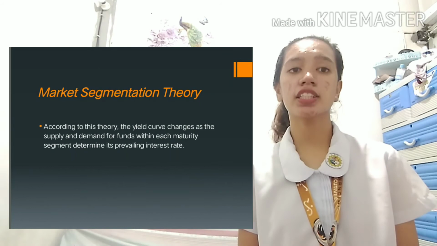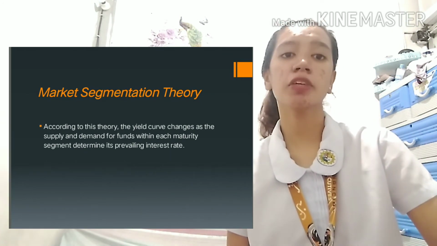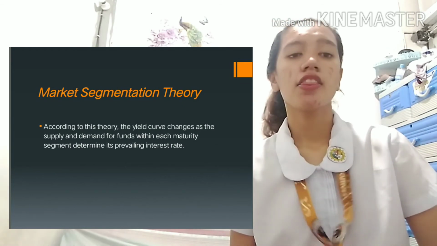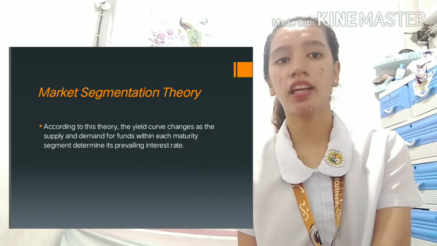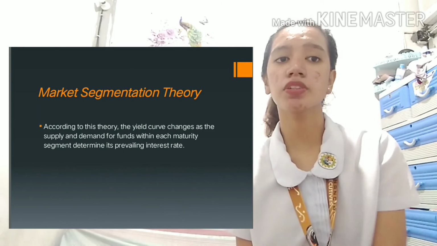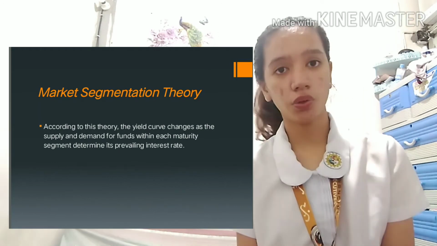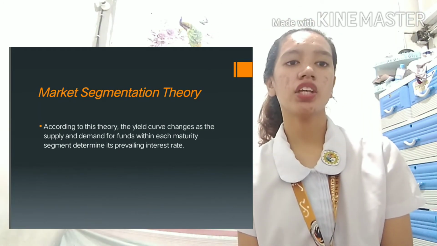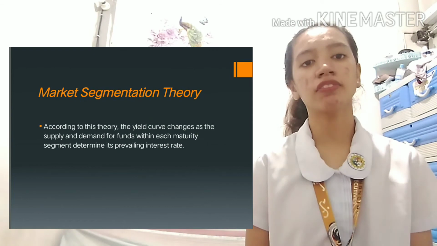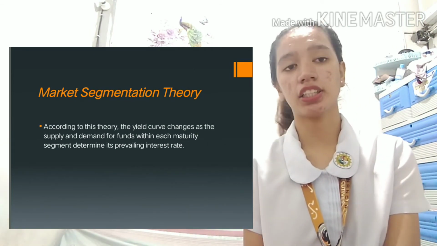Next is the market segmentation theory. Another often cited theory, the market segmentation theory, suggests that the market for debt is segmented on the basis of the maturity preferences of different types of financial institutions and investors. According to this theory, the yield curve changes as the supply and the demand for funds within each maturity segment determine its prevailing interest rates.